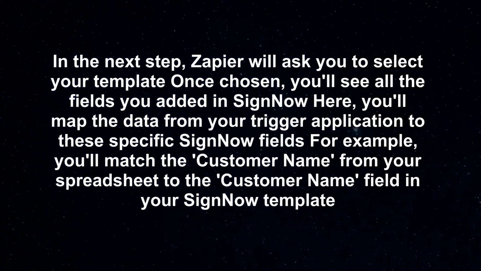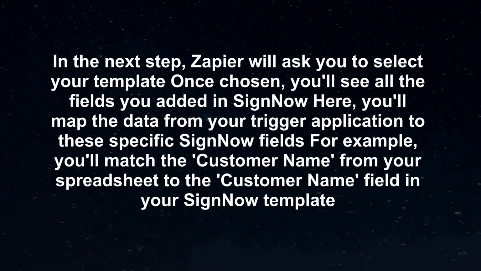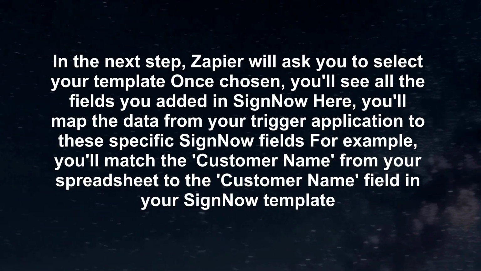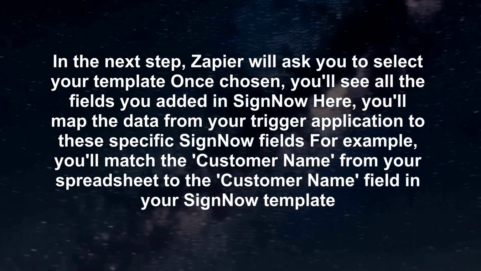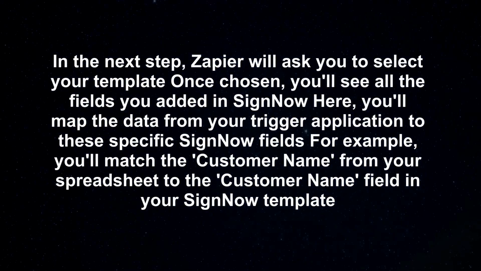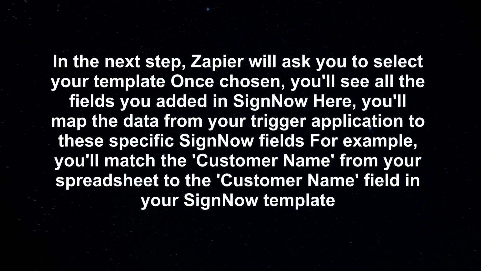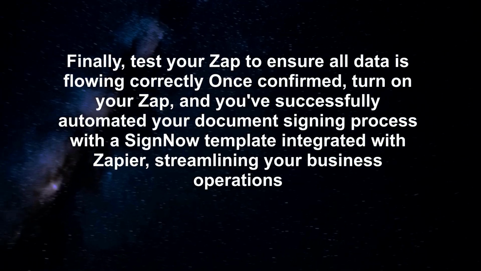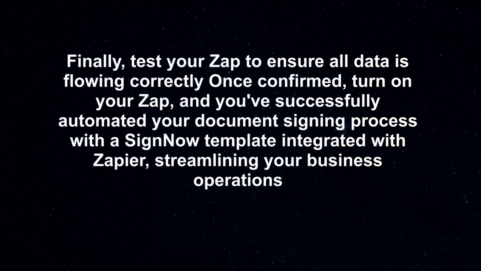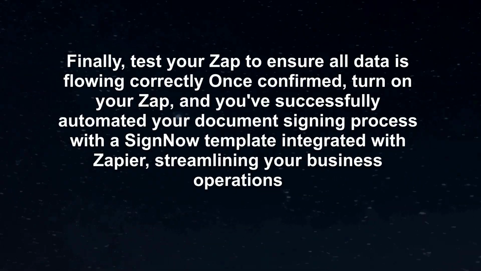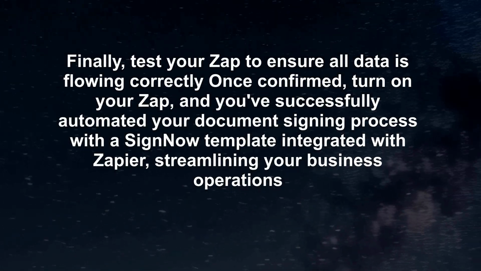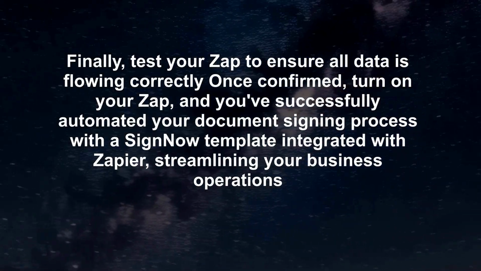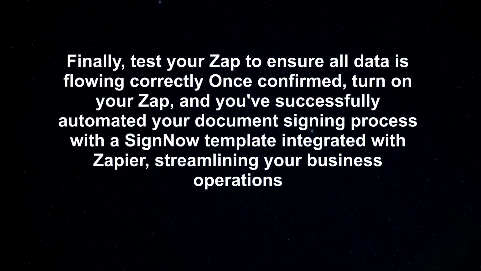You'll map the data from your trigger application to these specific SignNow fields. For example, you'll match the customer name from your spreadsheet to the customer name field in your SignNow template. Finally, test your Zap to ensure all data is flowing correctly. Once confirmed, turn on your Zap, and you've successfully automated your document signing process with a SignNow template integrated with Zapier, streamlining your business operations.